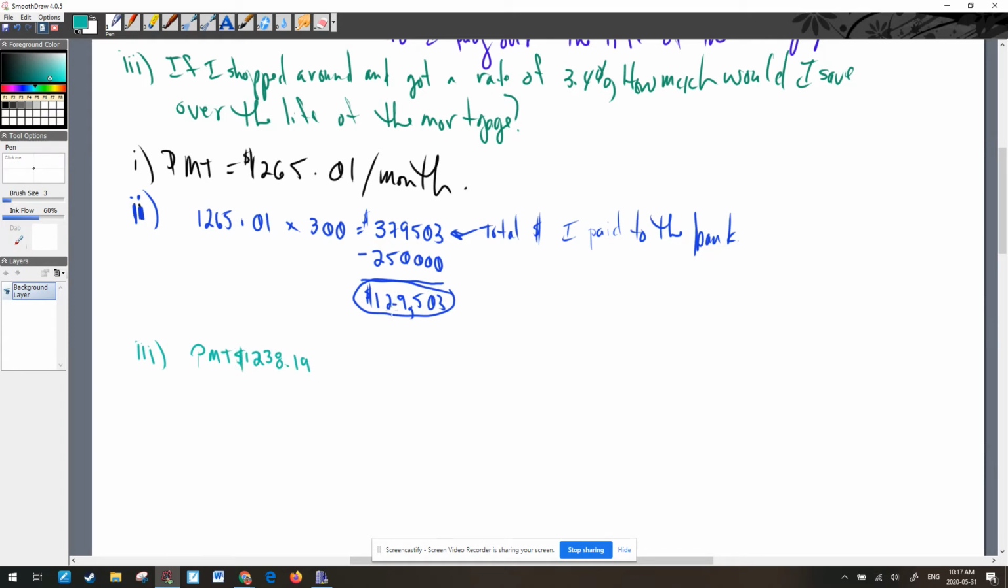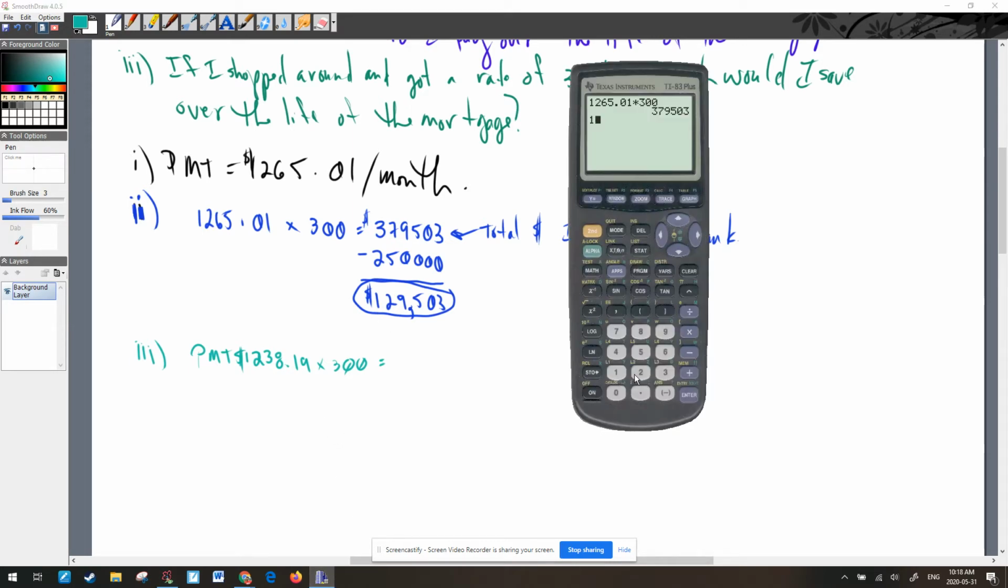But I want to figure out how much extra I paid. There's a few different ways of doing it. We could figure out what the difference in the payment was and multiply it by 300. We could figure out the total amount of money that I paid back and check the difference there. Lots of different ways. I think that's what I'm going to do. So I'm going to find out how much I would pay in total if I got that interest rate, right? So I'm going to take that 1238.19.